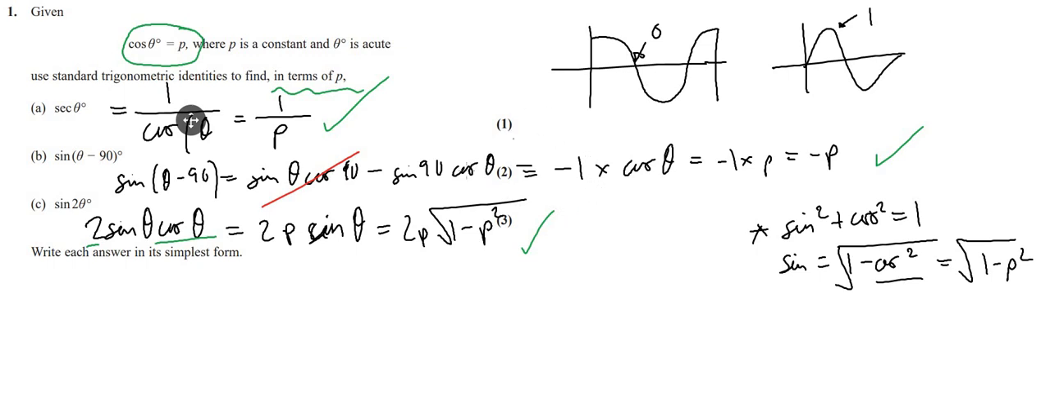So all we're trying to do is use identities, and when we say we write in terms of p, we want to reduce everything to p if we can.